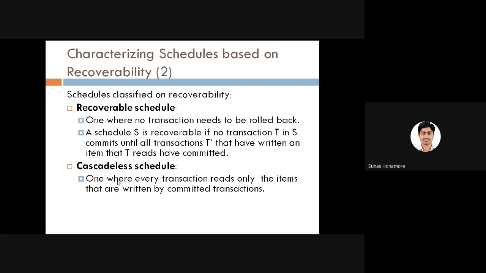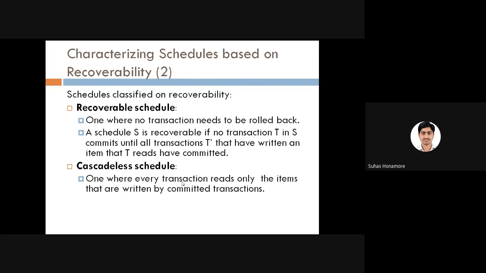Cascadeless schedule: one where every transaction reads only the items that are written by committed transactions. Cascadeless means that if any problem comes and we roll back one transaction, then maybe one more transaction would have to be rolled back. Cascadeless is the reverse of that, so you don't have any cascade property.